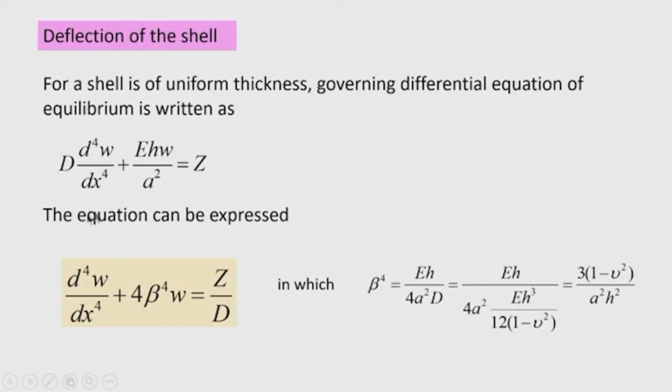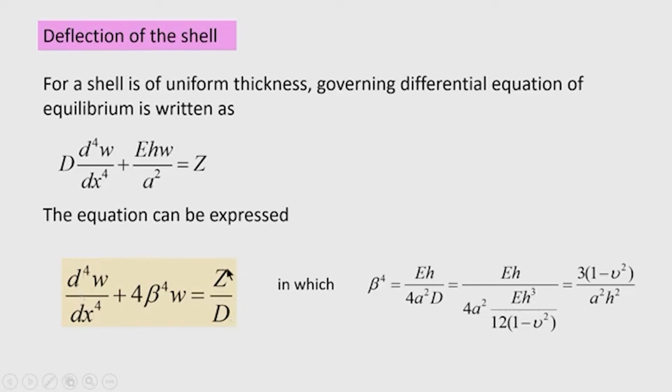Okay. Now, this equation can be expressed in a form that we can easily use to find the roots of the characteristic equation. So, dividing both sides by D, we now obtain D to the power 4 w by dx to the power 4 plus a constant, 4 beta to the power 4, times w, and on the right hand side Z divided by D.